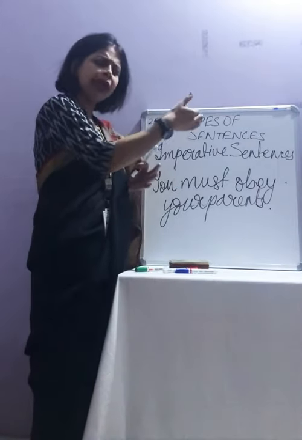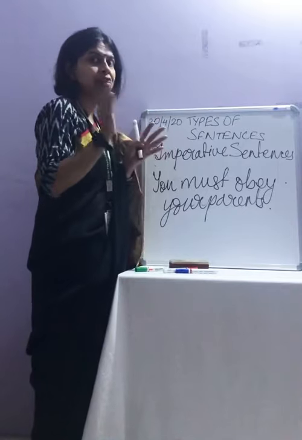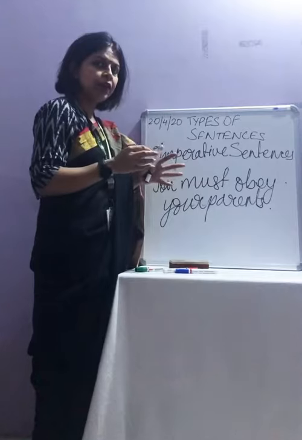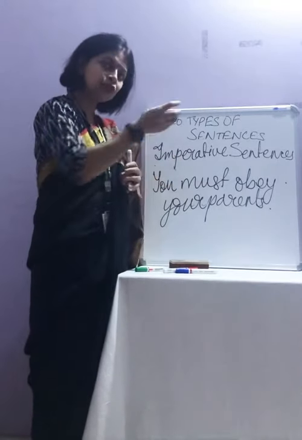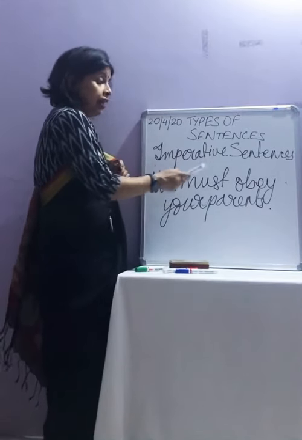Yes, you should do everything. You should have everything in your schedule. But everything should have a particular time. Nothing should be too much. Isn't it? Too much of everything is too bad. Yes, you should have a timetable for everything. Right? So you must obey your parents.